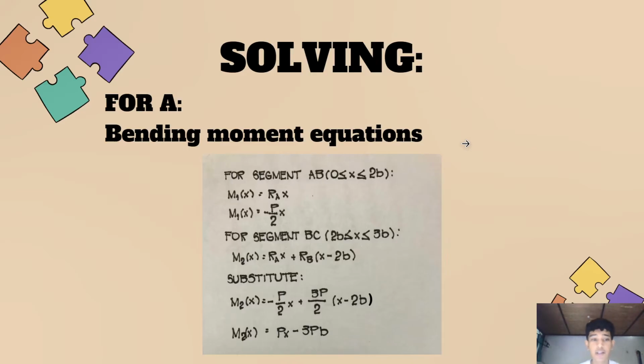After obtaining the reactions, the bending moment equations for each segment of the beam are established. For the section between A and B, the bending moment is expressed as M1(x) is equal to negative P over 2 x. For the overhanging section between B and C, the bending moment equation becomes M2(x) is equal to Px minus 3PB.